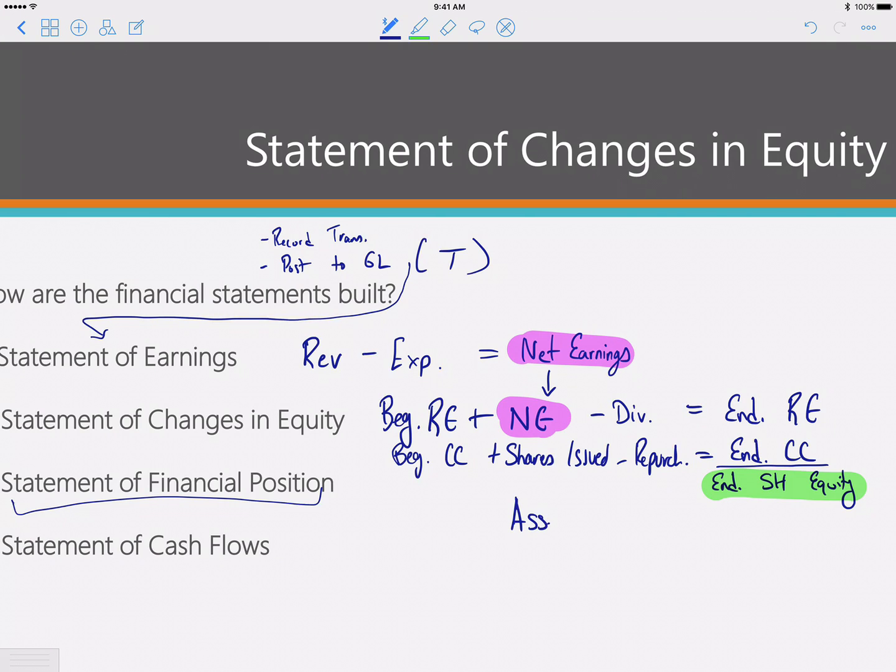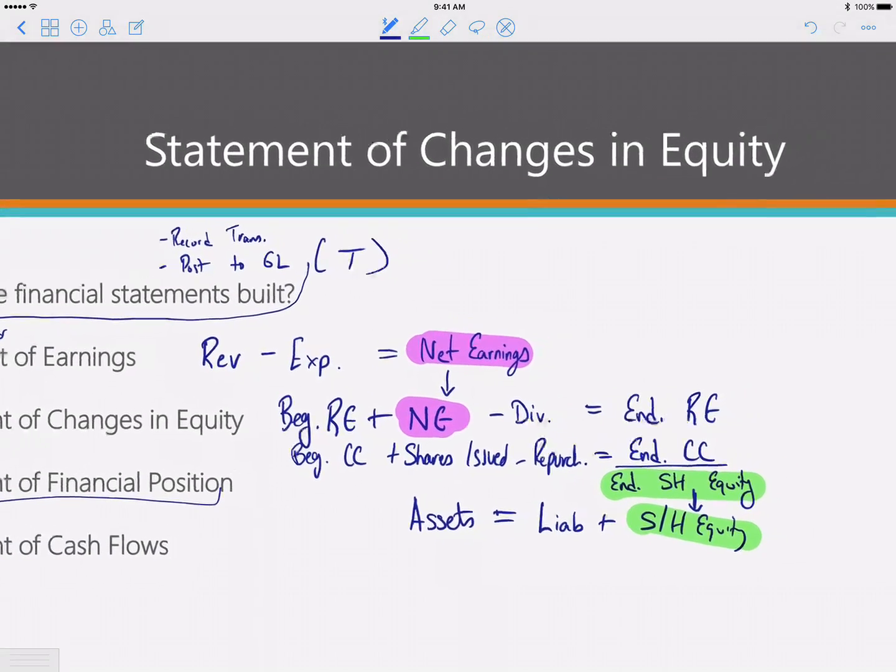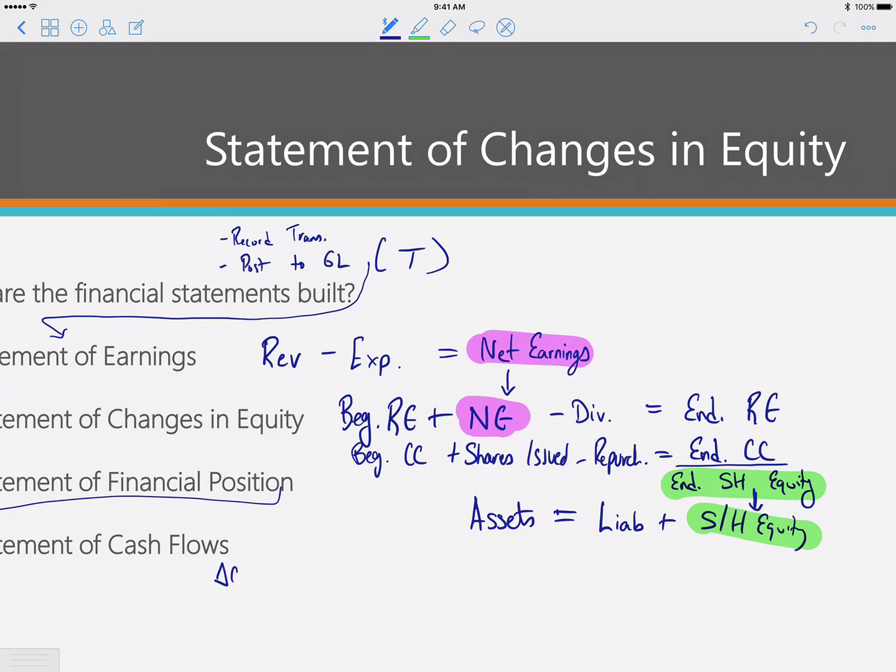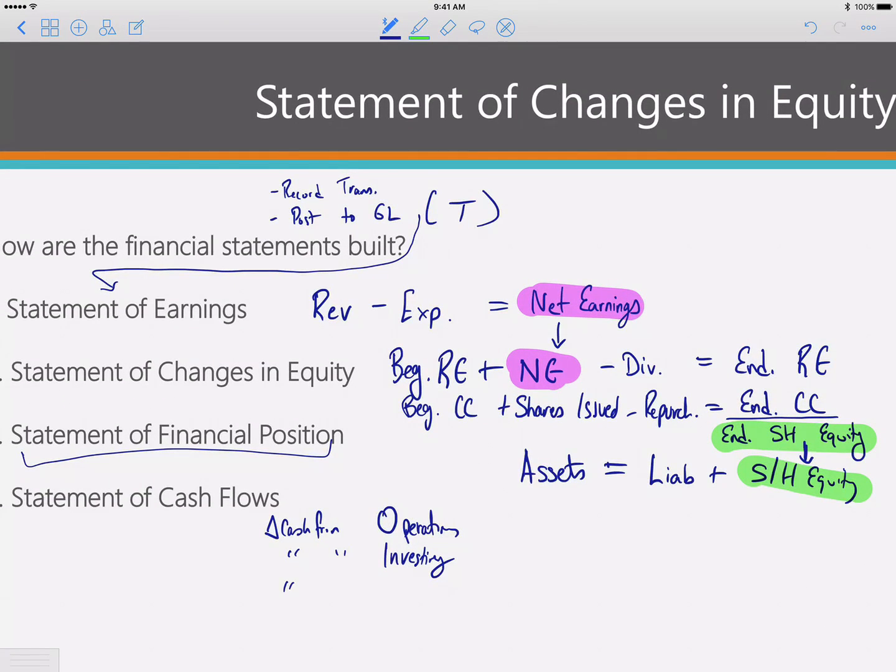So our assets, if you remember, right, our assets are equal to our liabilities plus shareholders' equity. So that goes over there. So as you can see, they're all connected. One piece of one gives us the next step of the other. And finally, we have our statement of cash flows. And our statement of cash flows is our change in cash from operations, our change in cash from investing, and our change in cash from financing. And that gives us our net change in cash.